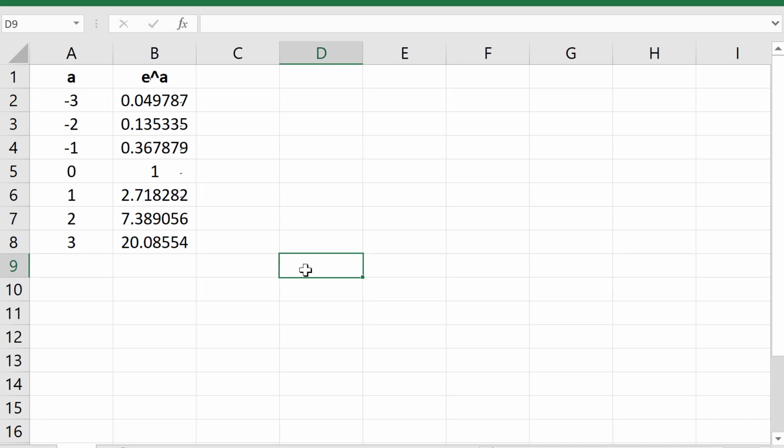Here I have calculated the power e to the a when a is -3, -2, -1, 0, 1, 2, and 3. The natural logarithm is defined as the inverse of this operation. That is, the natural logarithm of 2.718 is 1, the natural logarithm of 7.389 is 2, the natural logarithm of 1 is 0, and so on.